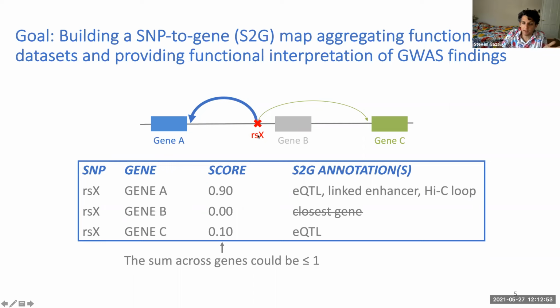It doesn't say why RSX targets gene B, right? It doesn't help to say functionally what the mechanism is, because apparently it's not impacting expression, and apparently the enhancer is not linked to this gene. And then we can have scenarios where multiple genes are targeted by a SNP, but with different weights. So for example, here we'll give a lower weight to gene C, which has only the eQTL information.